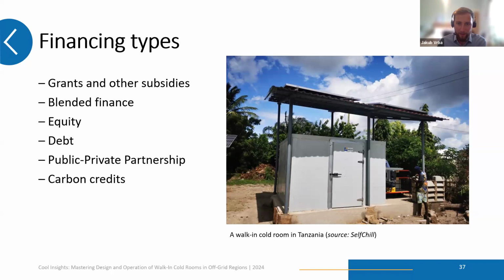PPP or public-private partnership that typically involves longer-term contracts between the government and a private company that wins the tender to provide public goods and services. And it is very common when it comes to kind of wider services provided by governments. But the experience with cold rooms is quite limited so far.